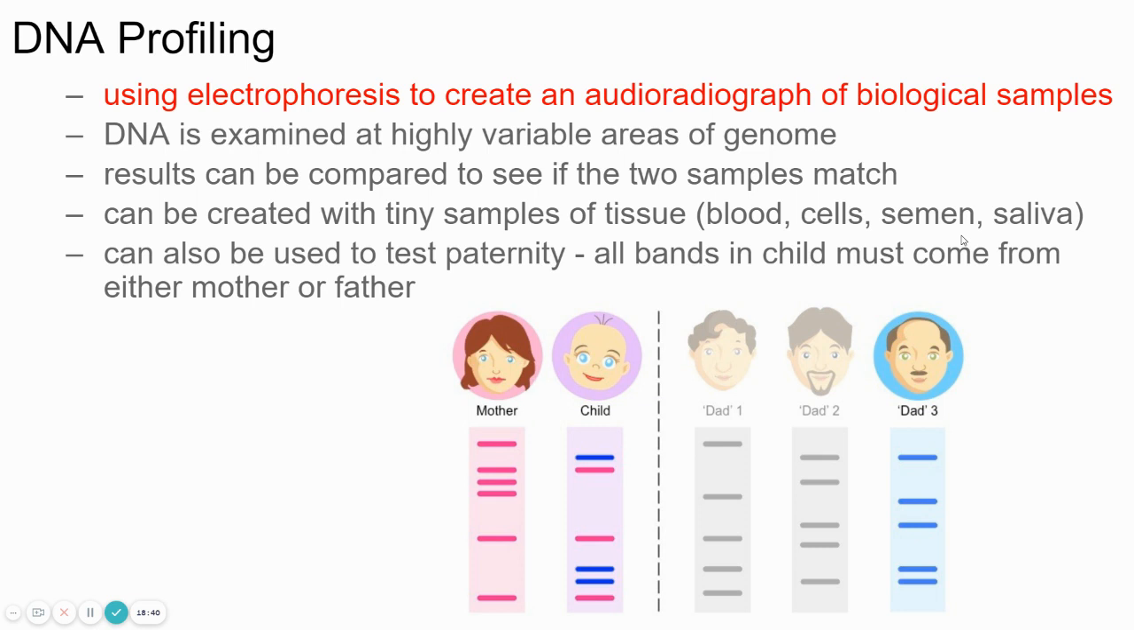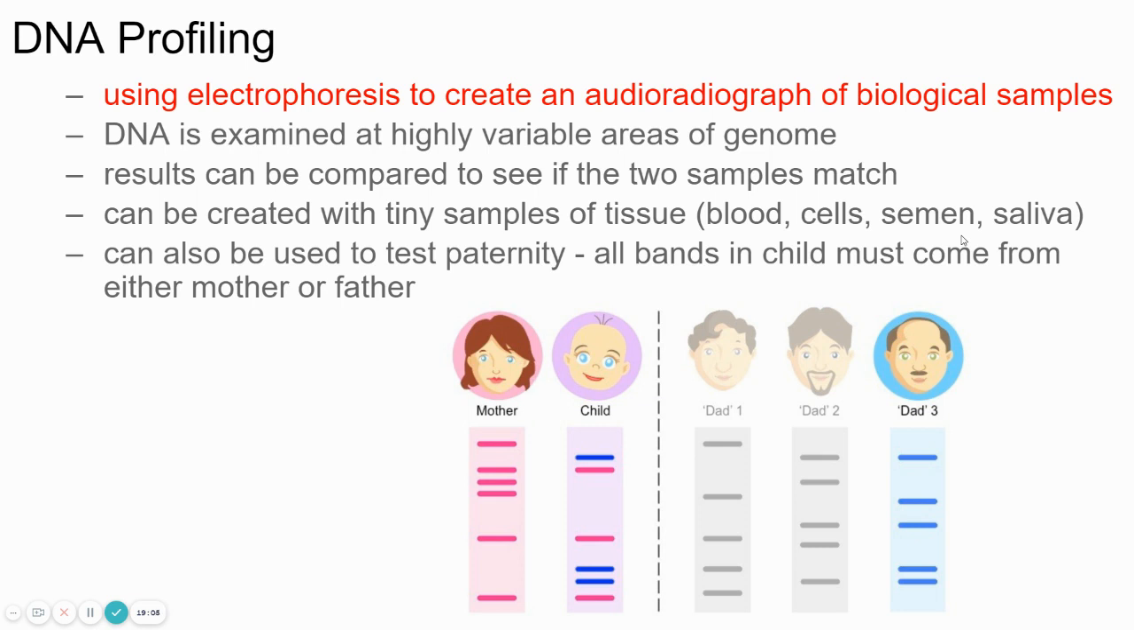Right. And so the child had to get each of these bands from either its mother or its father. And so if we look at this child, okay, well, this one could have come from the mother. This one came from the mother. This one came from the mother. These others couldn't have come from the mother, right? Because she doesn't have those bands. They had to come from the father.